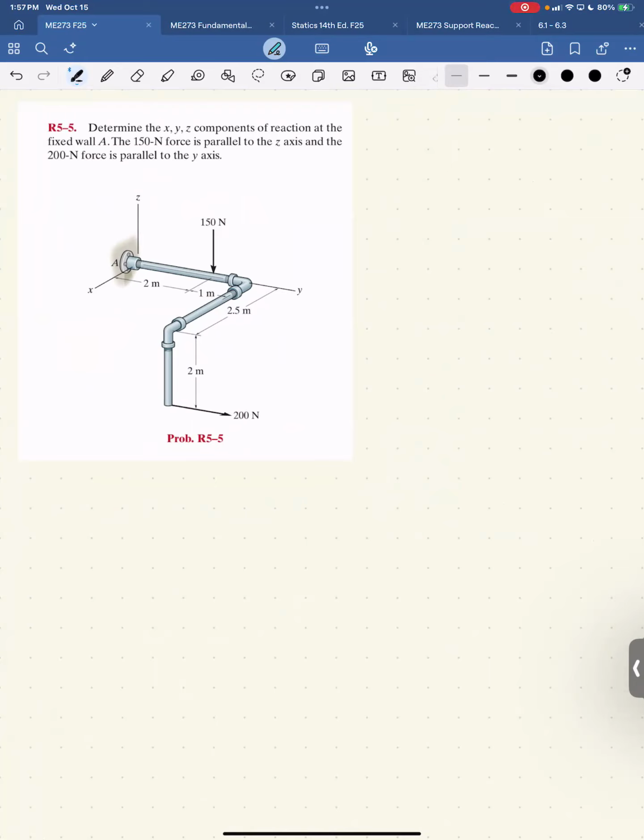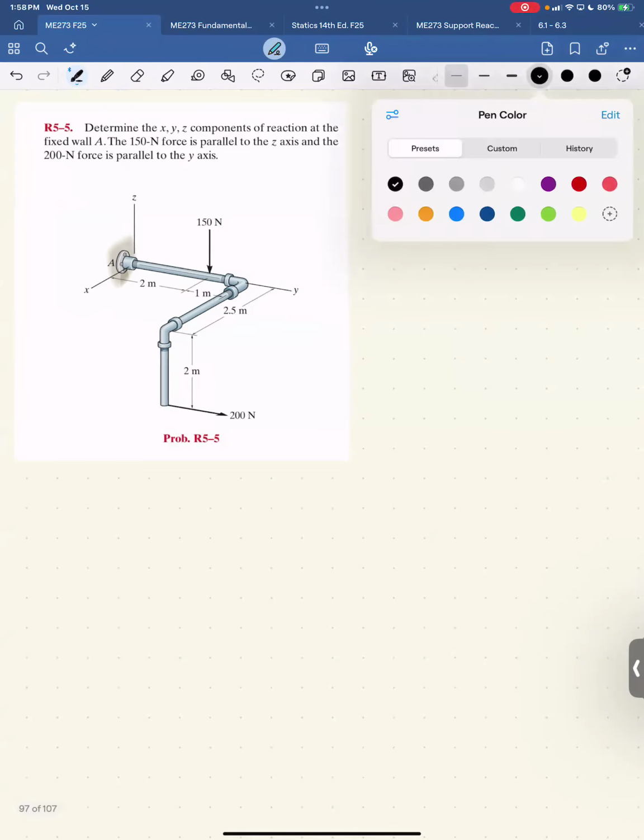A little confusing, XYZ components of the reaction at the fixed wall. Well, there's 6 unknowns, right? Because we're at a fixed wall, so there'll be 3 forces, Fx, Fy, Fz, and 3 moments, Mx, My, Mz, right? So the free body diagram is going to be tricky here. Let's just try it. So Z, remember you're looking down on Z and you want to rotate counterclockwise.